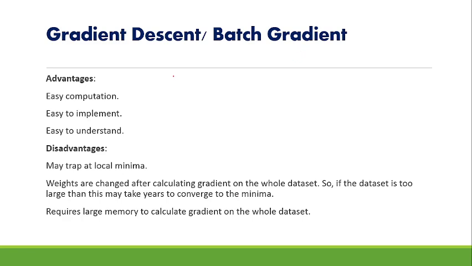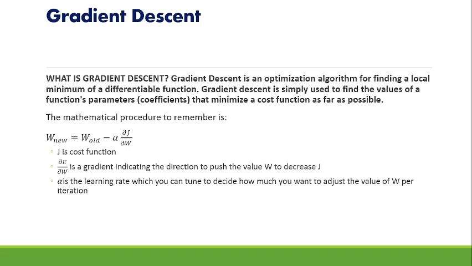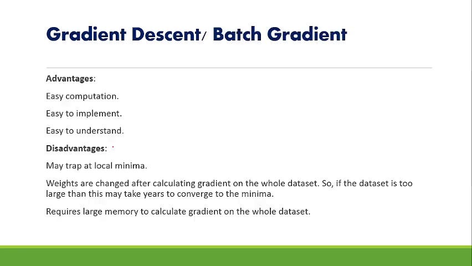So in this, first of all, what is the formula we are using. This is the formula we are using: W new is equal to W old minus alpha ∂E/∂W_i. The same formula we use for delta learning and back propagation. What are the advantages? Easy to compute, easy to implement, easy to understand, because you are simply applying a formula. Disadvantage: it may get trapped at a local minimum.